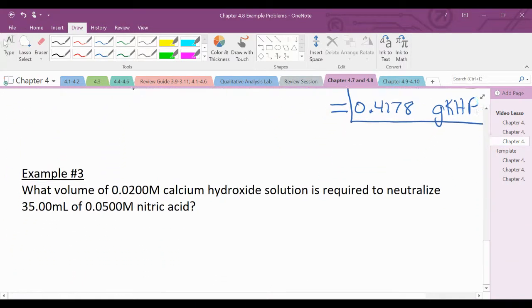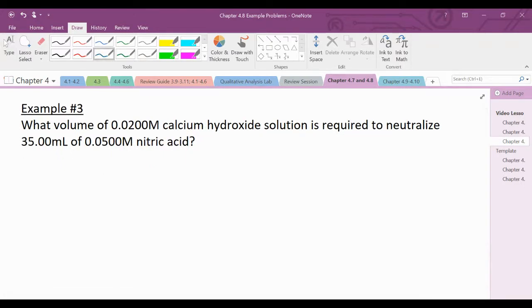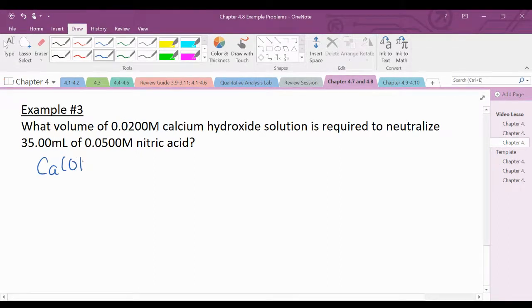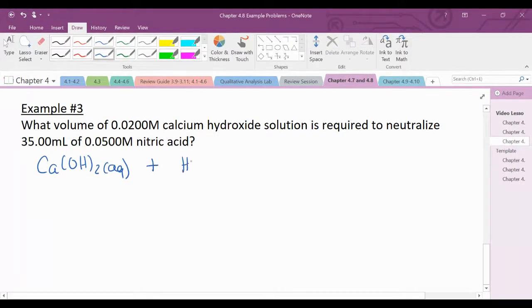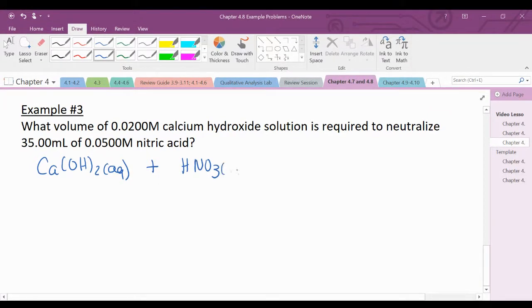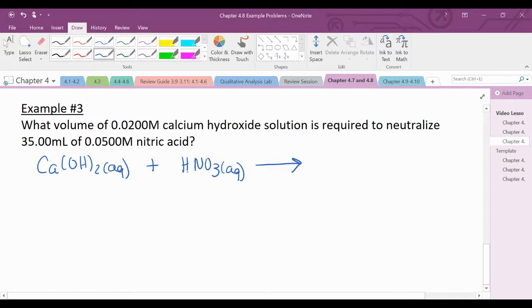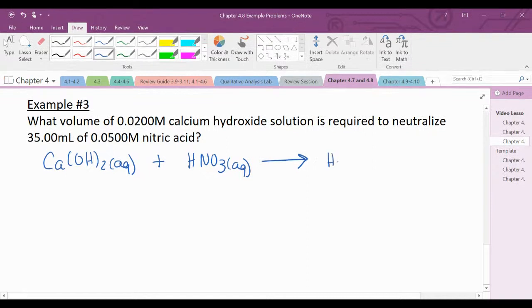The last example I'm going to do: what volume of 0.0200 molar calcium hydroxide solution is required to neutralize 35 milliliters of a 0.0500 molar nitric acid solution? And so I'm going to write my balanced chemical equation first. I have calcium hydroxide. It's a group 2 metal hydroxide, so it's a strong base. Nitric acid is a strong acid, excuse me. Because the nitric acid is a proton donor, it'll donate a hydrogen over here. It'll form water and calcium nitrate.